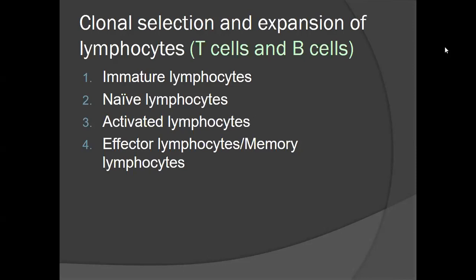Regardless of what cell you're starting with, a T cell or B cell, you start off as an immature lymphocyte. And I'll tell you specifics of what that means in just a second. You then become a naive lymphocyte. You become an activated lymphocyte. And then you become an effector lymphocyte and or a memory lymphocyte. So there's basically four basic categories that we put these cells in.